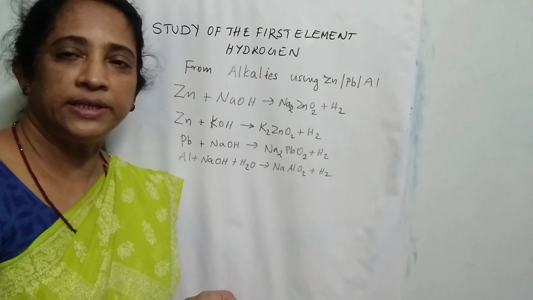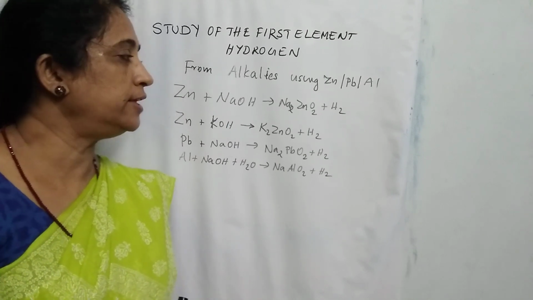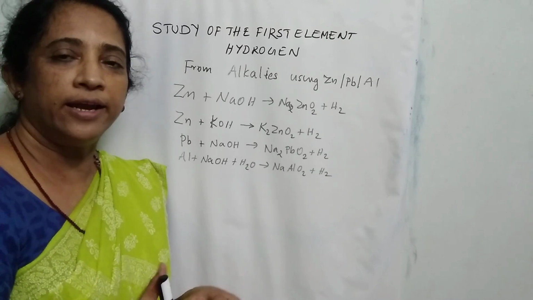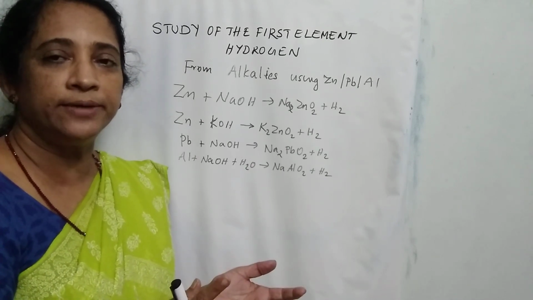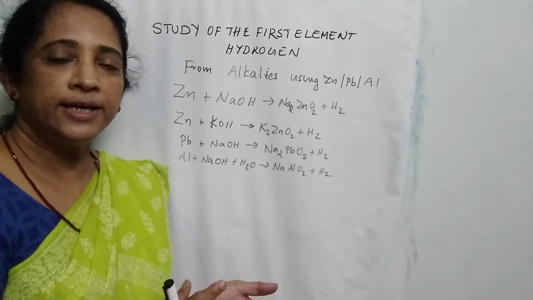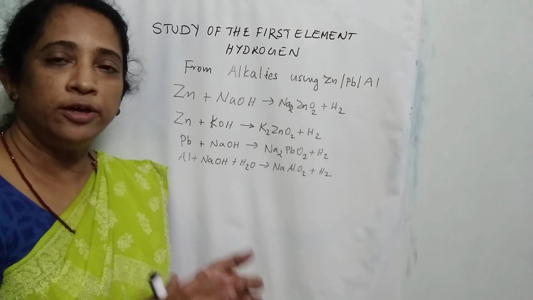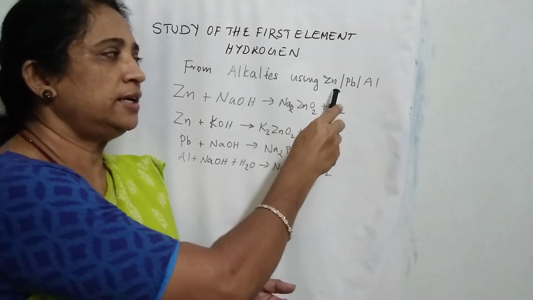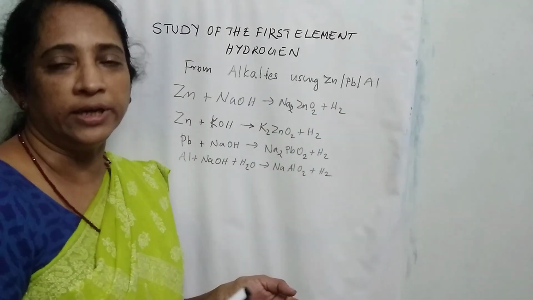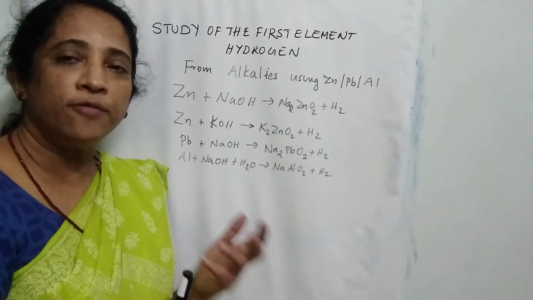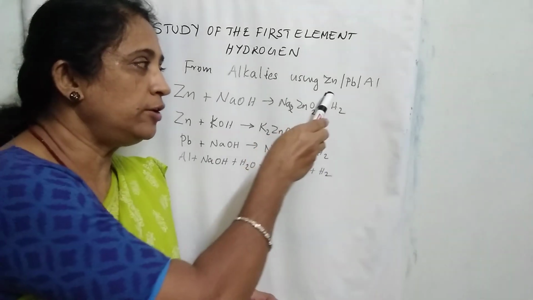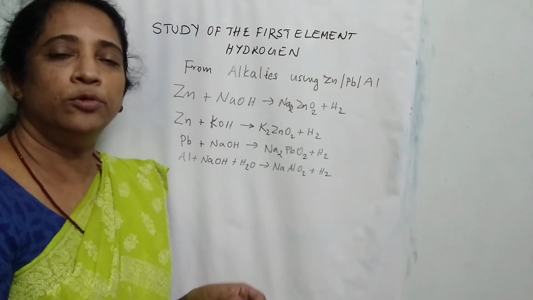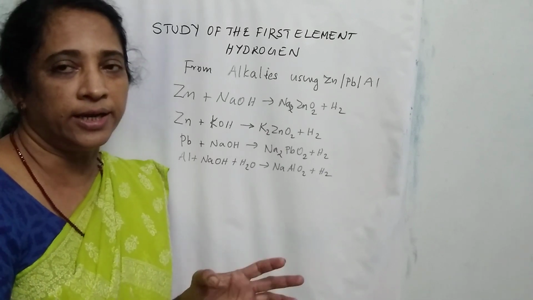The next method is preparation of hydrogen from alkalis. For example, alkalis are sodium hydroxide and potassium hydroxide. From alkalis we can prepare hydrogen by using certain metals like zinc, lead or aluminium. These three metals are amphoteric in nature. So what is the unique property of zinc, lead and aluminium? The unique property is amphoteric nature.